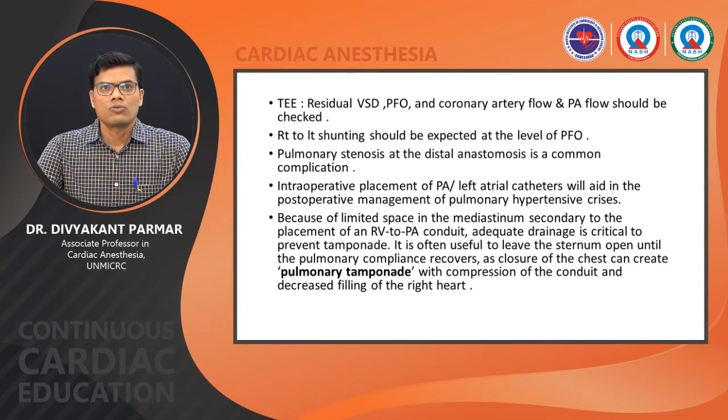On TEE, look for the residual VSD, PFO, then the coronary artery flow and PA flow should be checked. Right to left shunting should be expected at the level of PFO, and pulmonary stenosis at the distal anastomosis site is a common complication. So after coming off bypass, direct measurement of RV pressure and distal PA pressure should be taken by the surgeon to rule out these complications. Intraoperative placement of pulmonary artery or left atrial catheters will be helpful in the management of post-operative pulmonary hypertensive crisis.